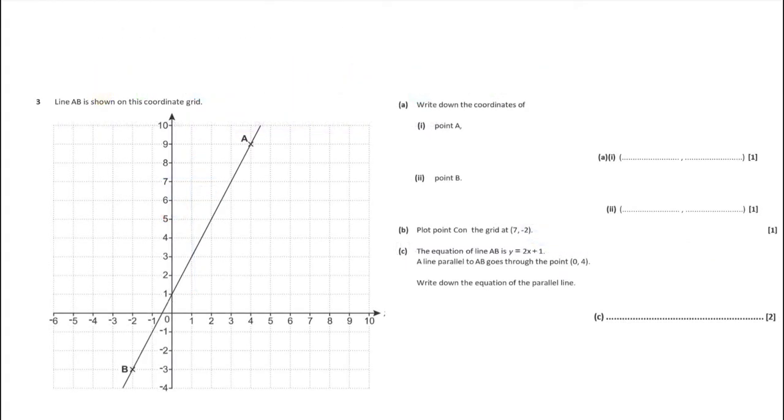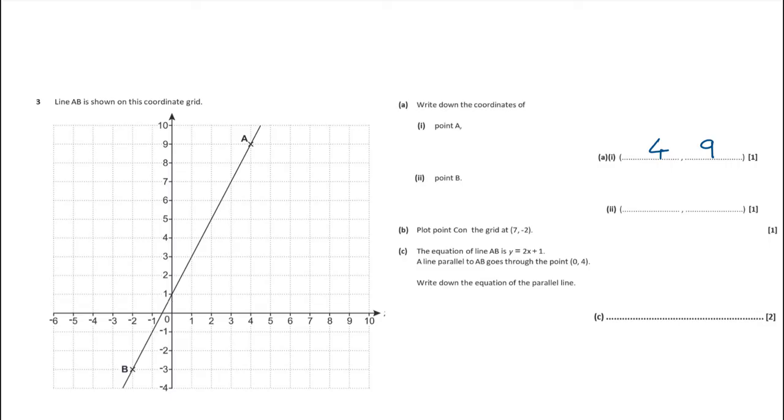Question 3, the line AB is shown on the coordinate grid. Part A says, write down the coordinates of the point A. Well, the point A is the one labelled A up here. And the coordinates are along the corridor, up the stairs, aren't they? So 1, 2, 3, 4 along, and 1, 2, 3, 4, 5, 6, 7, 8, 9 up. So this is coordinate 4, 9, isn't it?